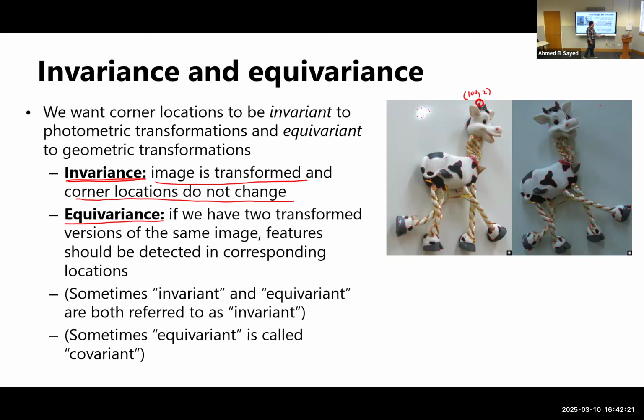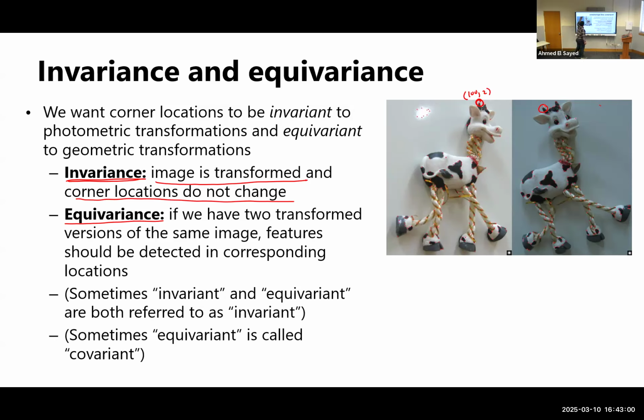And that brings us to the second case. If the feature still exists, but changes the location, in this case, we will call it equivariance. So invariance means the feature exists in the same exact location for the two images. The location will never change. Equivariance means the feature exists, but in another location. Okay? So this one exists here. So yes, it could find it, but in a different location.